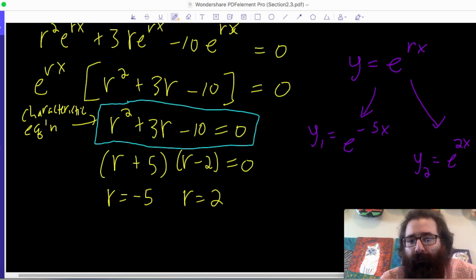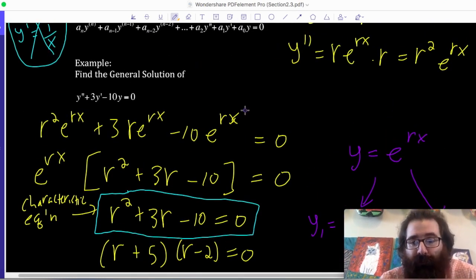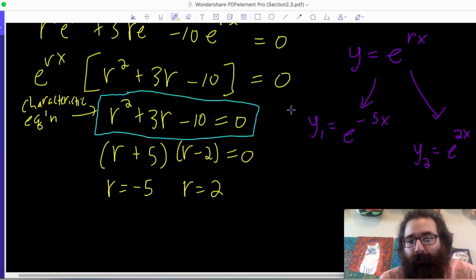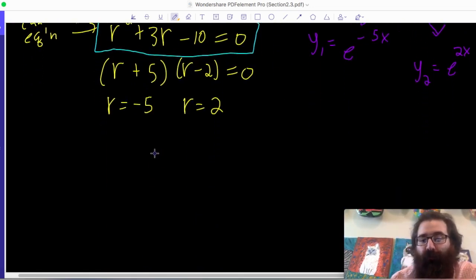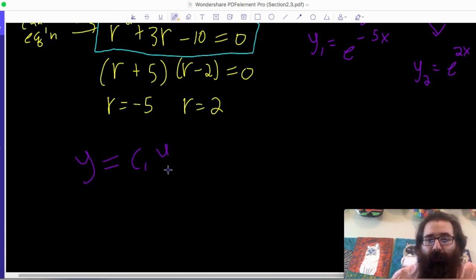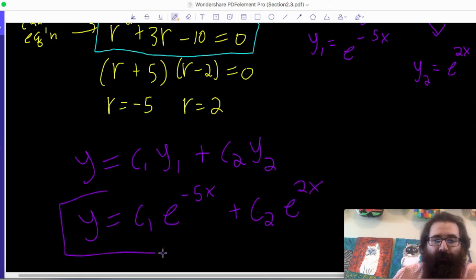So now I can build from these 2 solutions to my second order differential equation, right? We started with an order 2 differential equation. So these are the 2 solutions that we were trying to find. I can build this into my general solution, just remembering that superposition principle, that y is equal to c sub 1 times y sub 1 plus c sub 2 times y sub 2, or here that y is equal to c sub 1 times e to the minus 5x plus c sub 2 times e to the 2x. And that gives our solution for us.